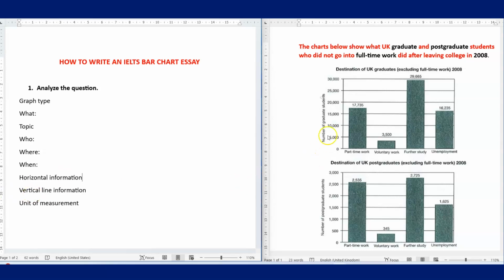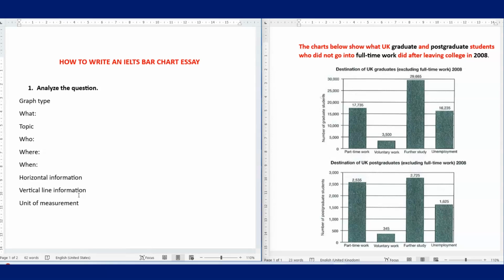And the vertical line information, what does it hold? It holds the number of graduate students, the first one, and this one holds the number of postgraduate students. So the vertical line actually holds the number of students who are in those different categories. The first one is for the graduate students from 0 to 30,000, while the postgraduate is from 0 to 3,000. Okay, so the highest, the peak, was 3,000, while this one was 30,000.